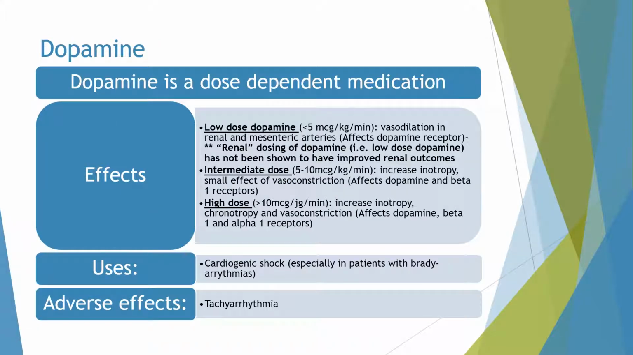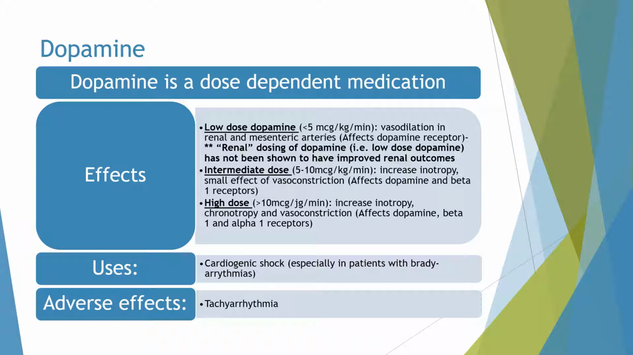So dopamine, as we talked about previously, is a dose-dependent medication. At low doses, it leads to vasodilatation in the renal and mesenteric arteries. Previously, there was something known as a renal dosing of dopamine, i.e. low dose of dopamine, which was thought to have increased renal outcomes, but it has been shown not to have improved renal outcomes. So at low dose, dopamine affects the dopamine receptors.